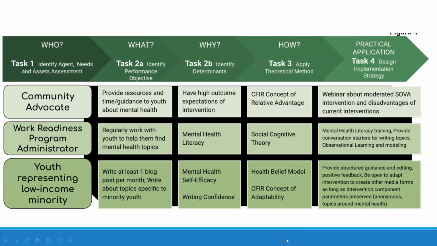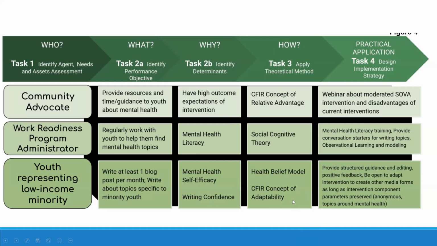Okay, then mental health literacy. There's social cognitive theory that talks about how people learn in communities, in groups, from each other in social situations. And that might help address people learning about mental health. And then for the youth who need to increase their belief that they can do something, it might be the health belief model. They might need to change their attitudes and things like that. That's the theory that maps onto self-efficacy.